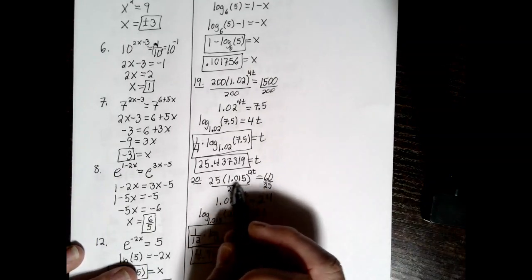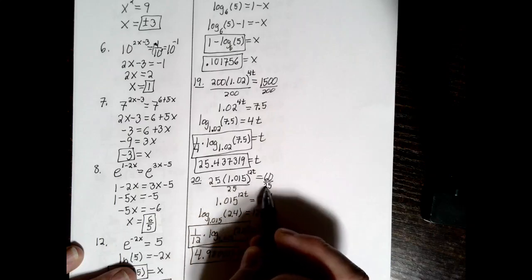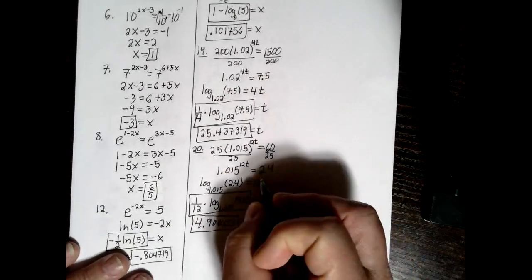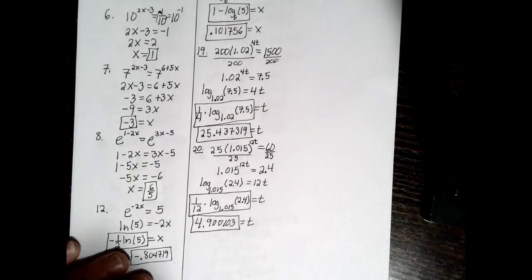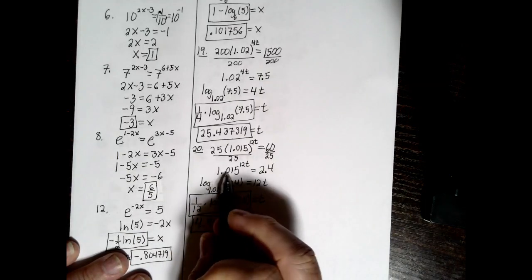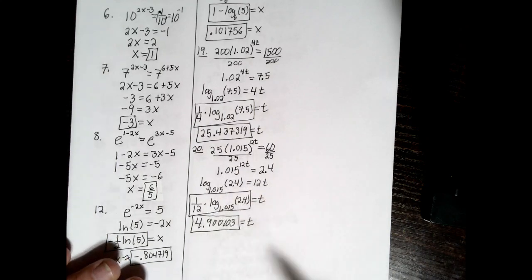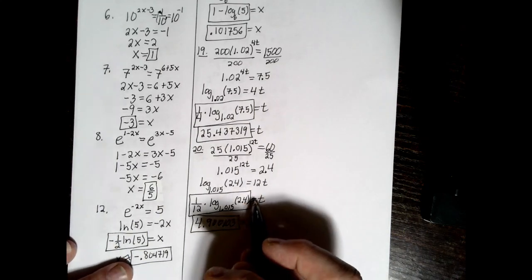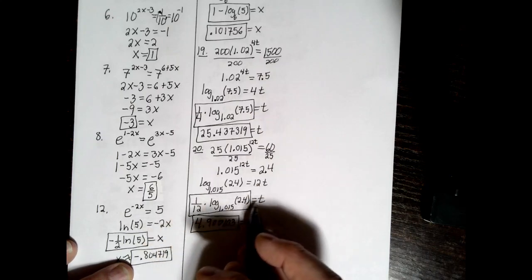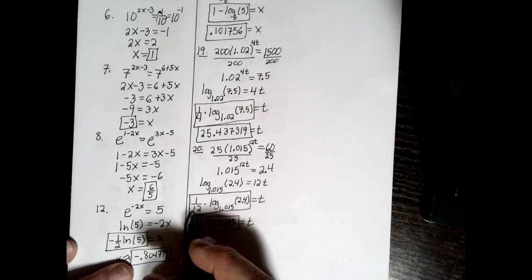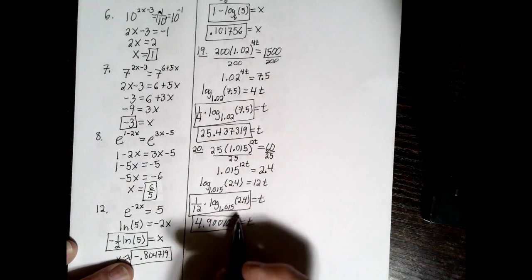Now here you're trying to isolate the exponential, so you got to divide by 25. Okay, and you get 2.4 equals this. Now you can use rule 1. Log base 1.015 of 2.4 equals the exponent 12t. And then you multiply by 1 over 12 to get rid of the 12 here. And so you get 1 over 12 times this equals t.